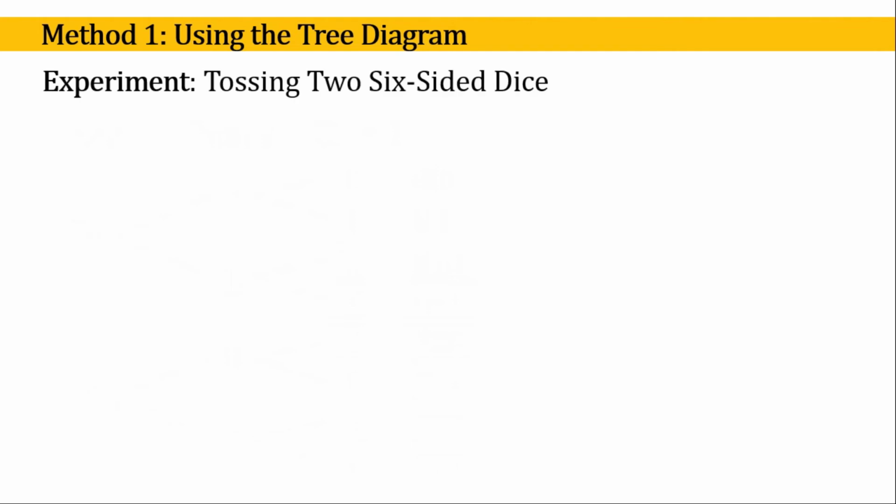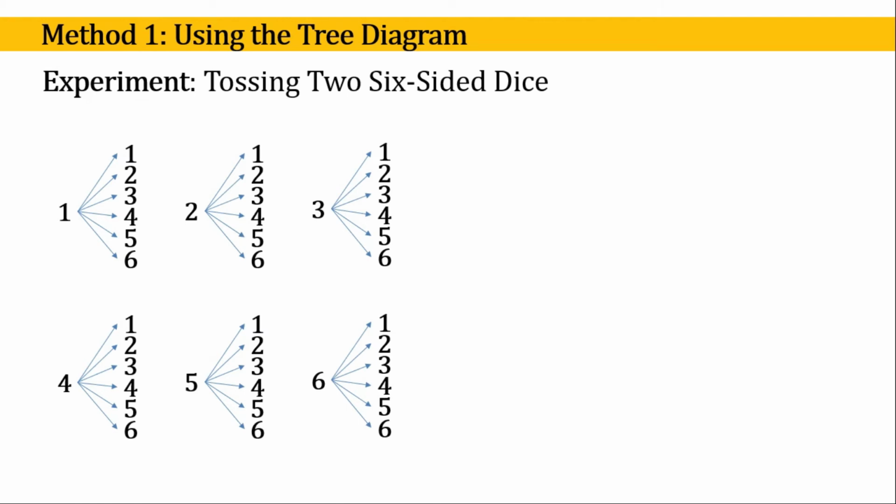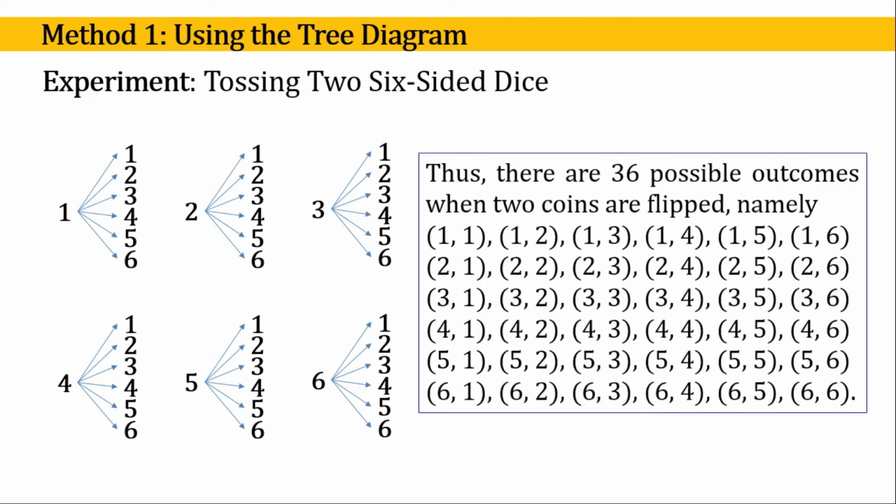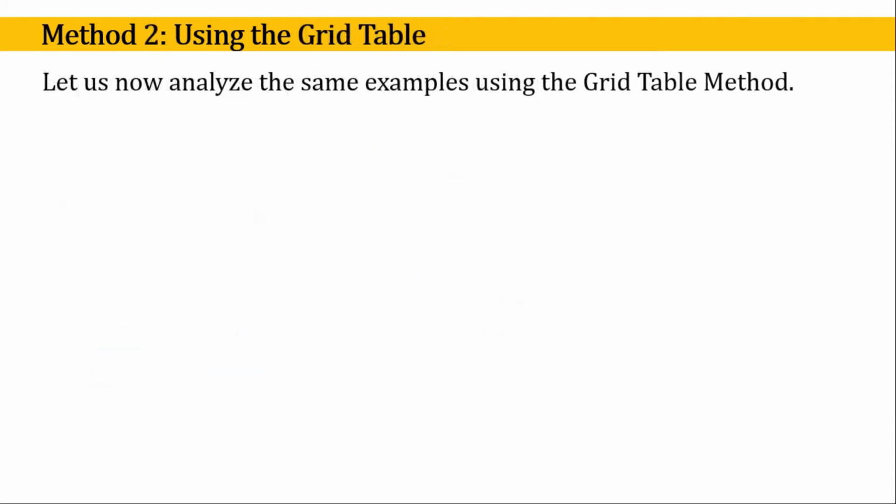Now tossing two six-sided dice is the same. On the first toss, all your possible outcomes are the following: 1, 2, 3, 4, 5, or 6. Now let's pair them to all possible outcomes in the second toss. So all in all, we have 36 possible outcomes. This is how we use a tree diagram to illustrate the possible outcomes.